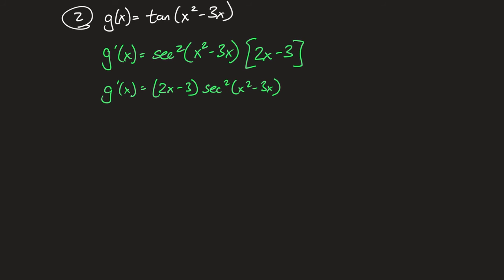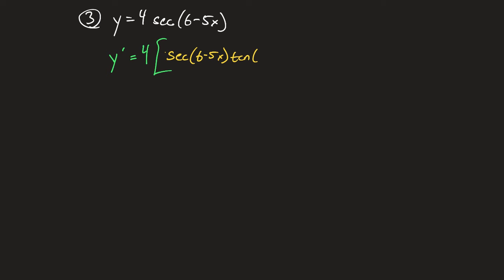Let's try another example. And number 3, y is equal to 4 secant of 6 minus 5x. So the derivative, y prime, that 4 is just going to be a constant, so we'll have that 4, and then we'll multiply by the derivative of the secant of 6 minus 5x. The derivative of secant of Bob would be secant Bob, tangent Bob. So what this actually means is we'll write secant of 6 minus 5x, tangent of the same thing, 6 minus 5x. And then that is what we will multiply by the derivative of 6 minus 5x, which is just negative 5.